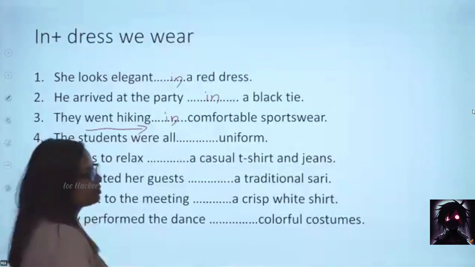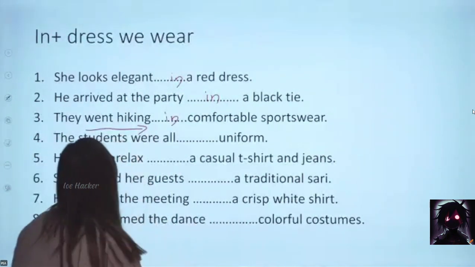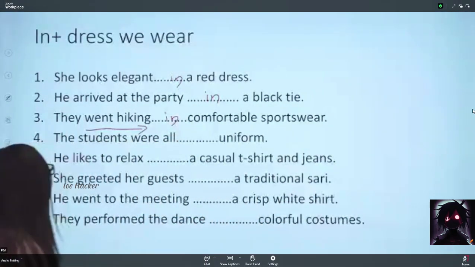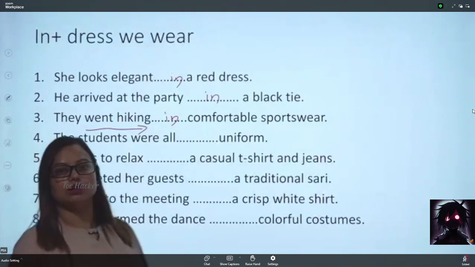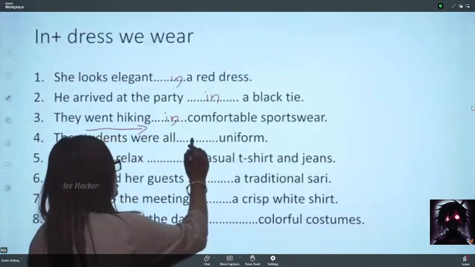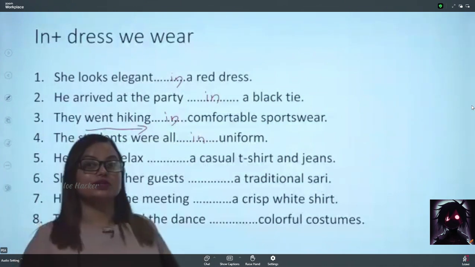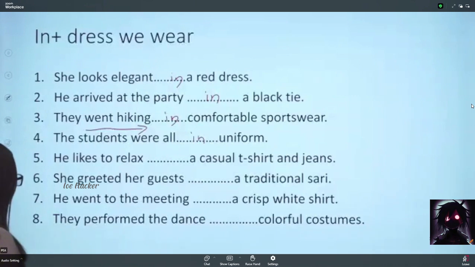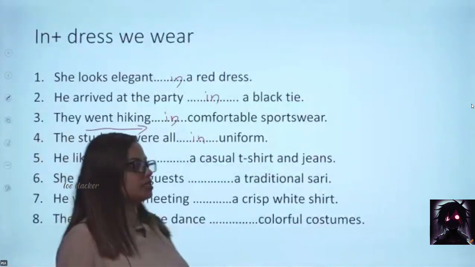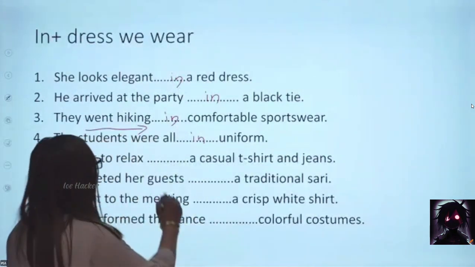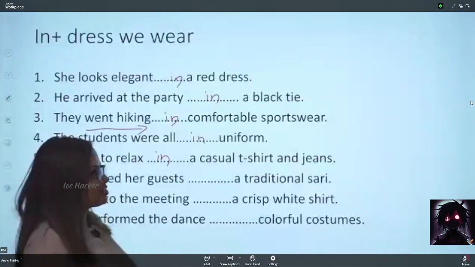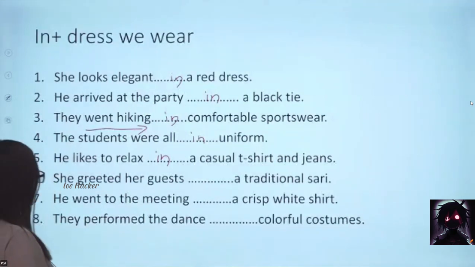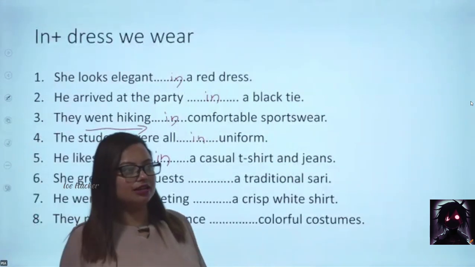In comfortable sportswear. Now, they have gone hiking, it means they wore it and went. So the students were all in uniform. It means these students are already wearing their uniform. He likes to relax in a casual t-shirt and jeans. Okay, he likes to relax in a casual t-shirt and jeans. She greeted her guest.